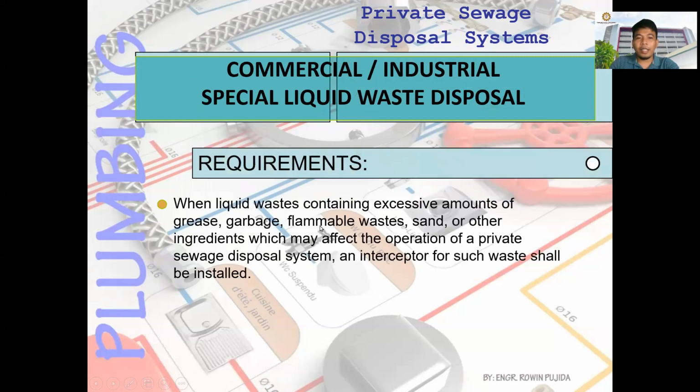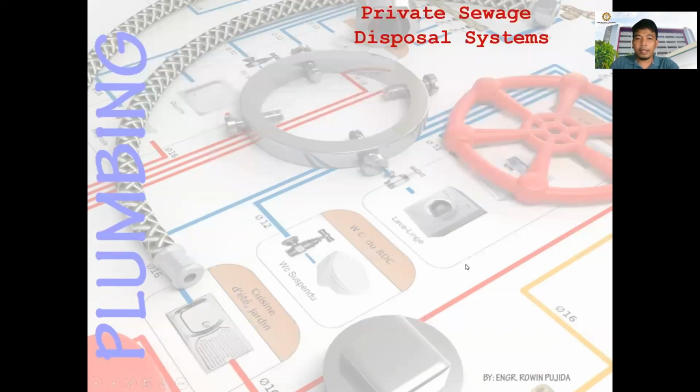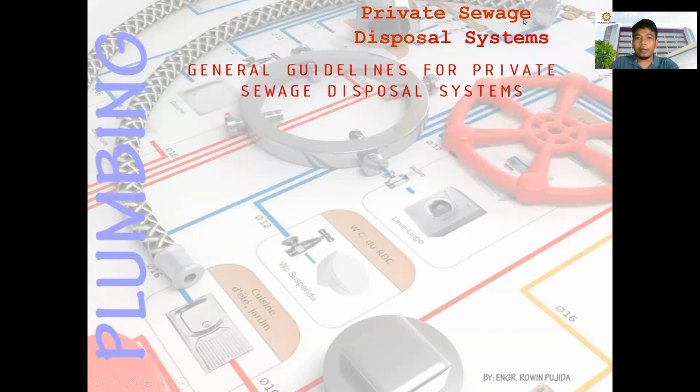Okay. So commercial industrial liquid waste disposal. For the requirements, when liquid waste contains an excessive amount of grease, garbage, flammable waste, sand, and other ingredients which may affect the operation of a private disposal system, an interceptor such as a waste interceptor shall be installed. For the disposal, waste from the interceptor may be discharged to a septic tank or other primary system, or into a separate disposal system.